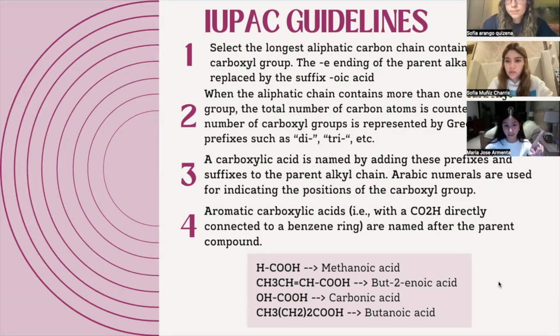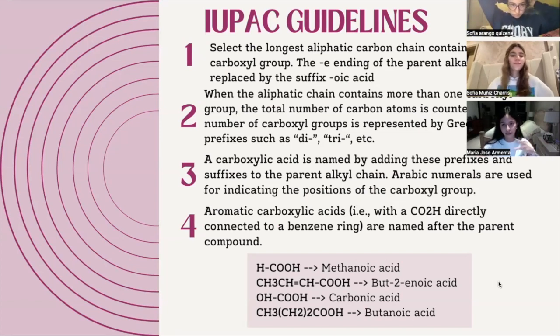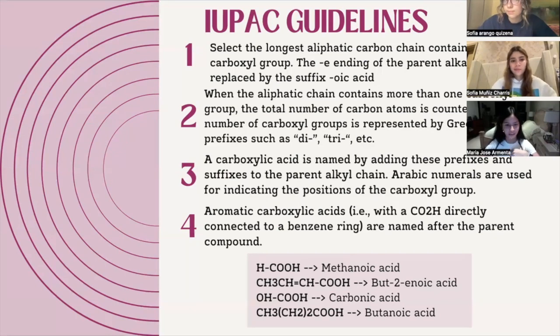Then, as an exception, when the aliphatic chain contains more than one carboxyl group, which can be easily recognized as having more than one carbon atom, as the carbon atom is kind of like the center of the carboxylic group, the total number of carbons is counted, and that being the number of carboxyl groups is represented by Greek numeral prefixes that are also very familiar to us if we've read at least one chemistry book, that is di, tri, tetra, penta, hexa, and so on. This only applies when there is more than one carbon atom in this compound.